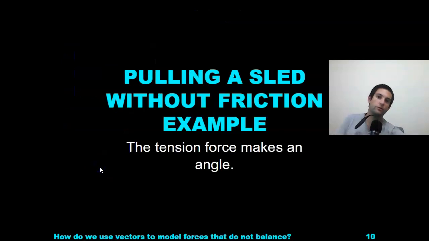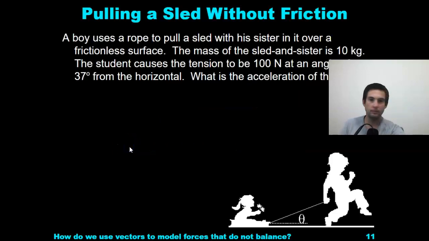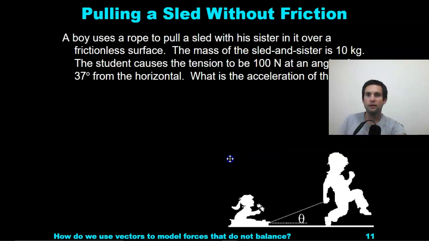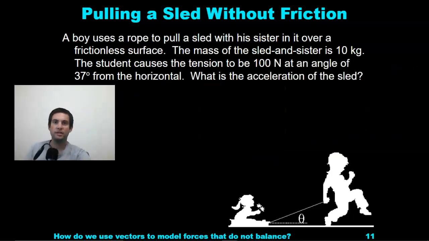Alright, so first one, pulling a sled without friction, the tension force is going to make an angle. Let's say a boy uses a rope to pull a sled with his sister in it over a frictionless surface. The mass of the sled and the sister is 10 kilograms. The student causes the tension to be 100 newtons at an angle 37 degrees from the horizontal. What is the acceleration of the sled?